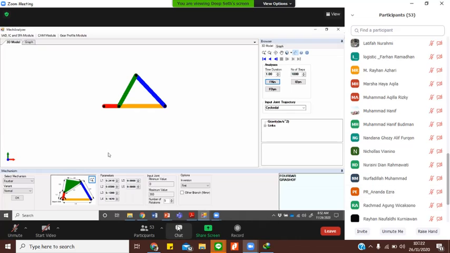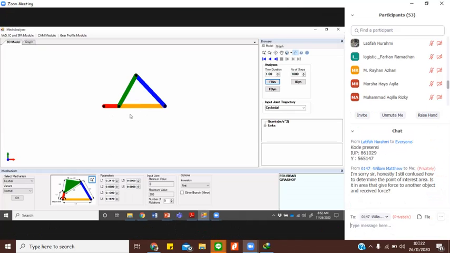So let's make 2 links of the same size. I'm making L1 as 0.3 and L2 as 0.5.